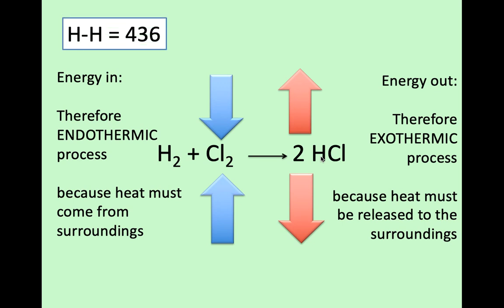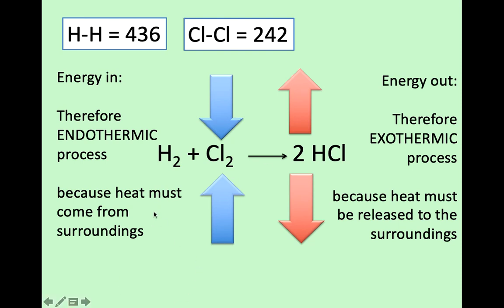To break 1 mole of hydrogen apart takes 436 kilojoules. So we could say the bond energy is 436 kilojoules per 1 mole. To break chlorine apart, the bond energy is 242 kilojoules per 1 mole. Now we only have 1 mole and 1 mole, so that's all we need. We've got the right amount of bond energies there.